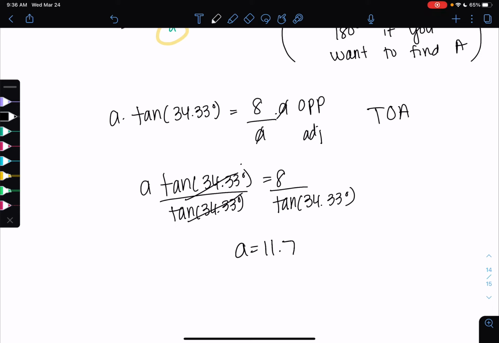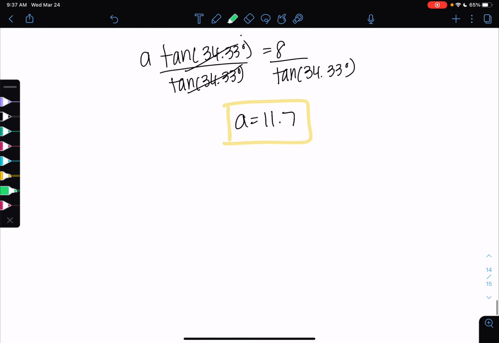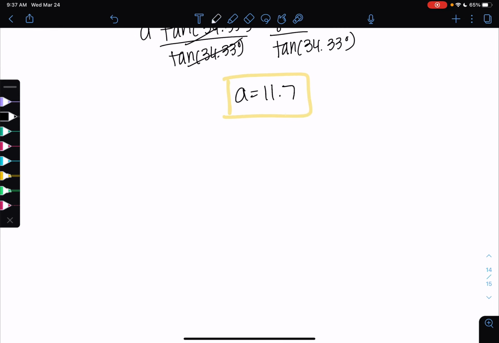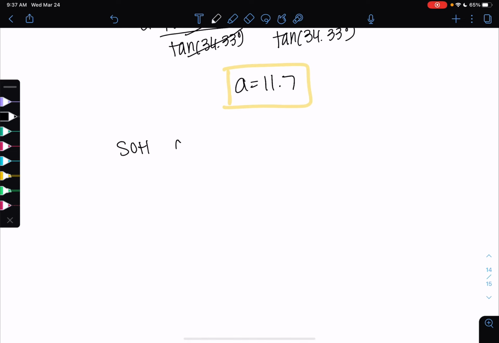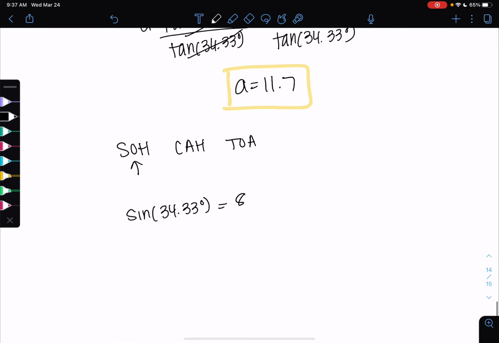And then did we have units? No, just 11.7. Let's label it, and then to find C, there's more than one way. There's even more than one way to find A. So we could find C by, again, using that same angle, and then we would do opposite over hypotenuse. That's one option. Opposite over hypotenuse in SOHCAHTOA would be sine. So sine of 34.33 degrees equals opposite over hypotenuse, so 8 over C. And solve. I'll let you solve this.